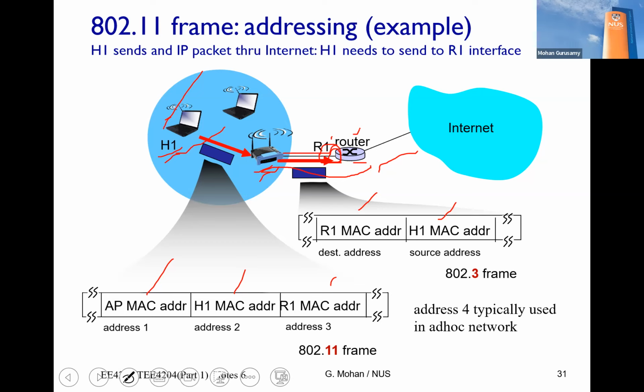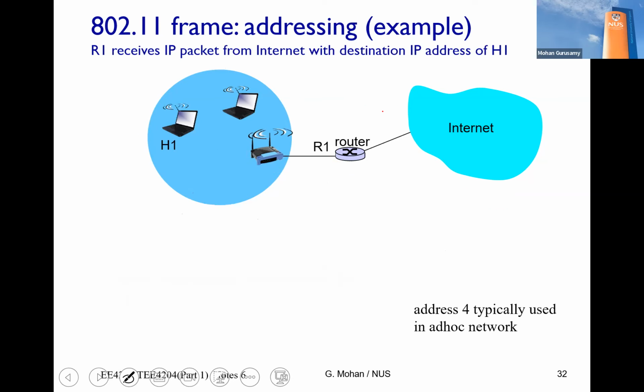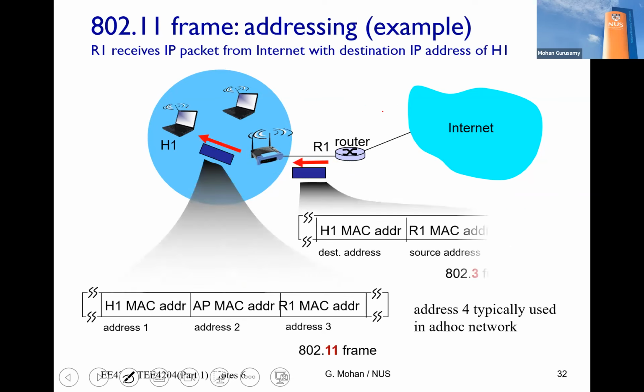H1 is directly connected to the router, and this MAC address is returned. So this is the sender. Similarly, in this direction, host 1 sends some frame to the internet. Now, if you look at the other direction, let's say from the internet, the frame is sent to host 1.